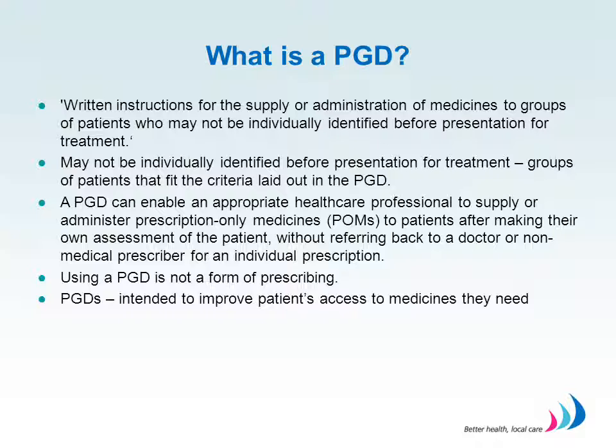The idea behind allowing PGDs was to facilitate redesign of care pathways to improve patients' access to medicines without compromising patient safety. So, for example, a PGD for glucagon injection may enable a nurse to give glucagon to a patient with a hypoglycemic attack without having to wait for a doctor to authorise administration, which may mean the patient deteriorates and becomes seriously unwell.